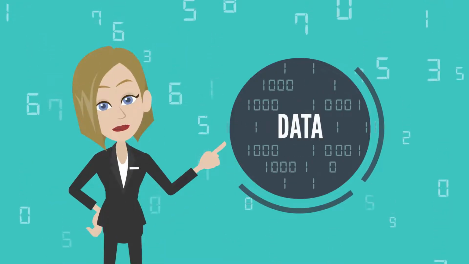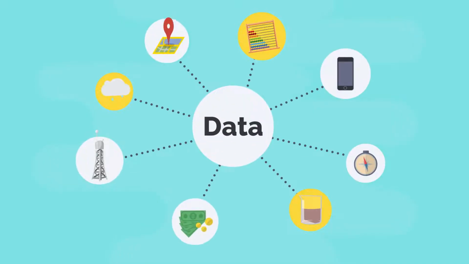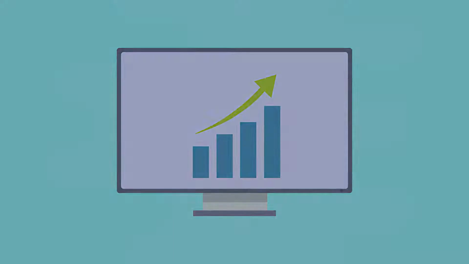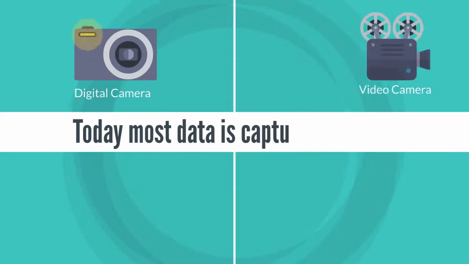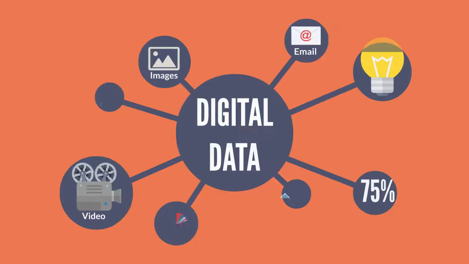First, let's look at data, which is defined as raw, unorganized outputs that include both useful and irrelevant information, which must be processed to become meaningful and useful information. Nowadays, most data is captured and organized digitally. This is called digital data.